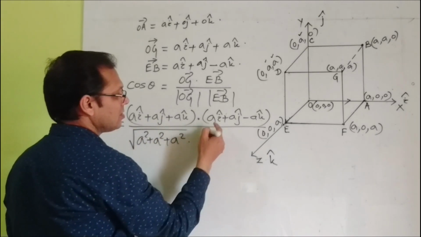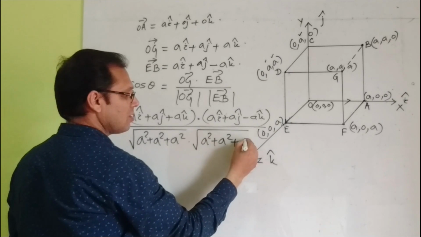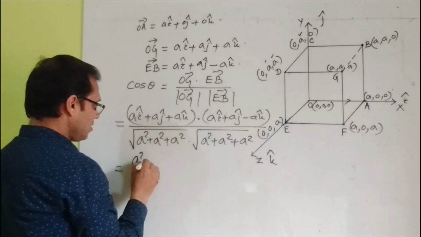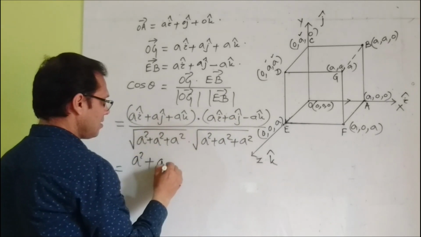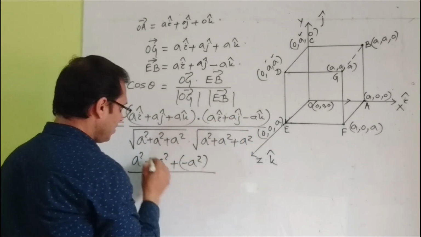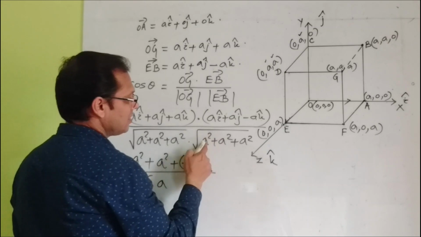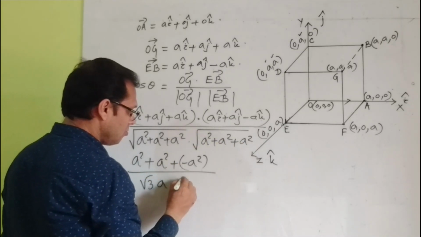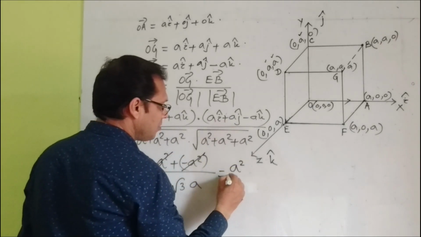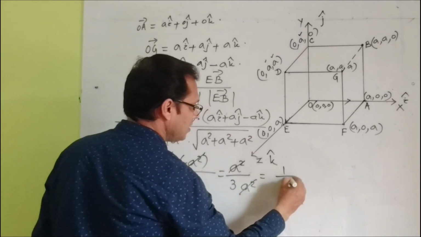And into root over a square plus a square plus a square, minus a squared also being a square. So this is nothing but a dot a: i dot i is 1, so a square, plus j dot j is 1, a square, plus a into minus a, that is minus a square, divided by root 3 a square into root 3 a square, that is 3a square. Minus a square plus a square cancel, now we are left with a square by root 3 into root 3, 3 a square. The a square cancels, so it is 1 by 3.